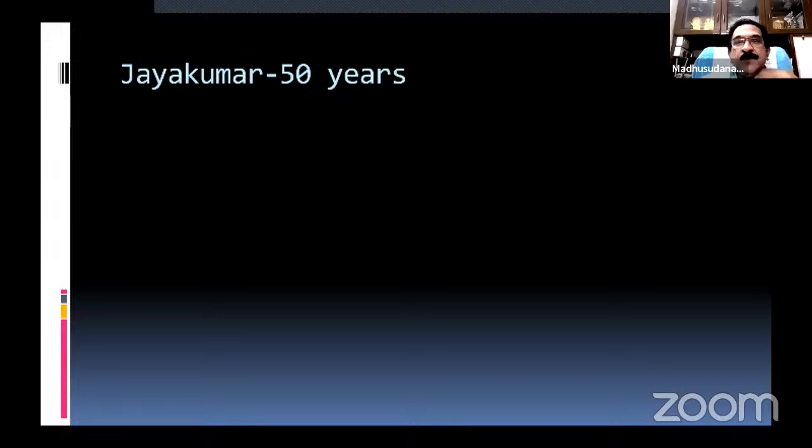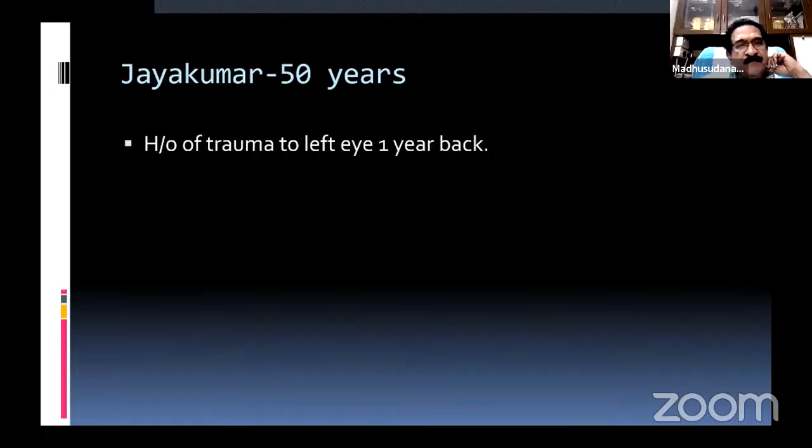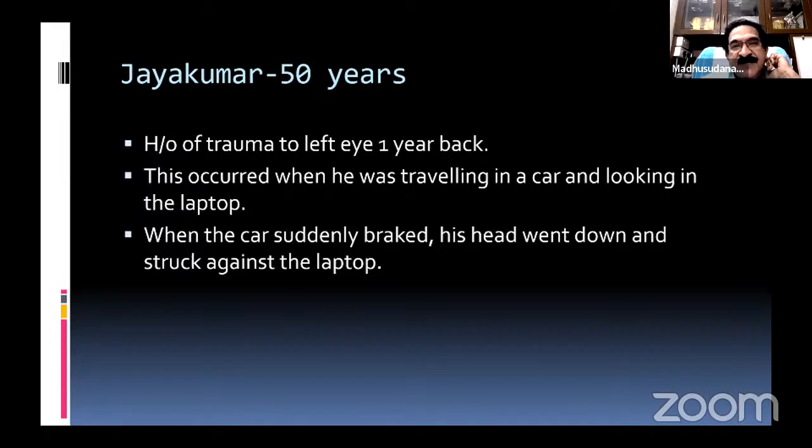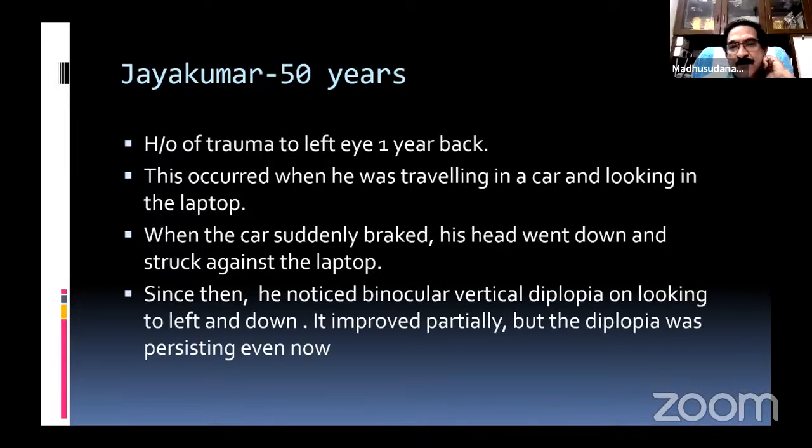It's a story of a 50-year-old man. He gave history of trauma to the left eye 1 year back. This happened when he was traveling in a car and was looking into the laptop. The car suddenly braked, he went down and struck against the laptop. That is the story he gave. Since then, he noticed binocular vertical diplopia, looking down and to the left side. It improved partially, but the diplopia is still persisting even now, even after 1 year. So that's the story of the patient.